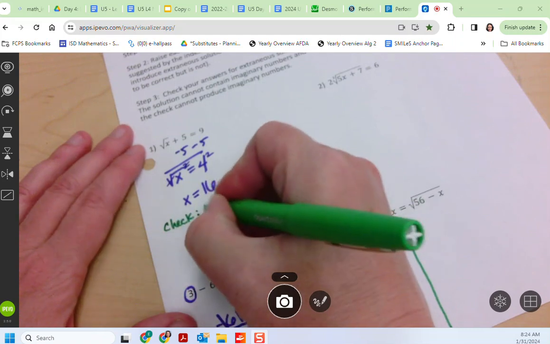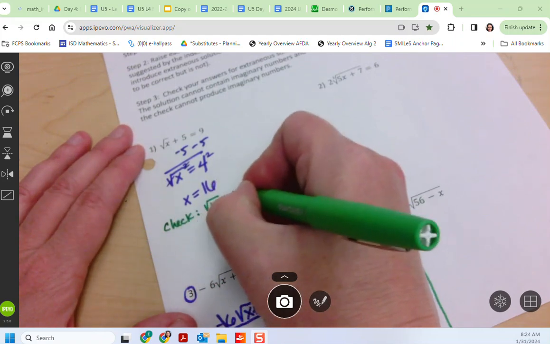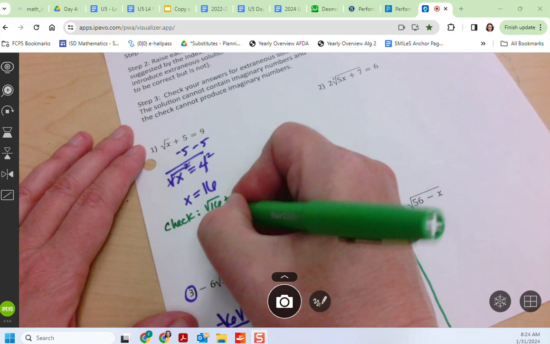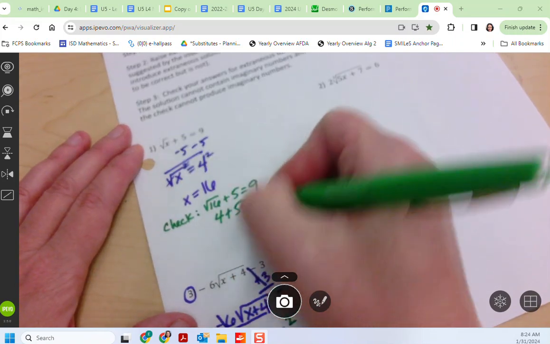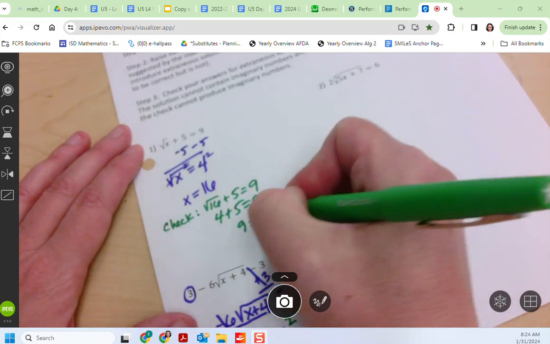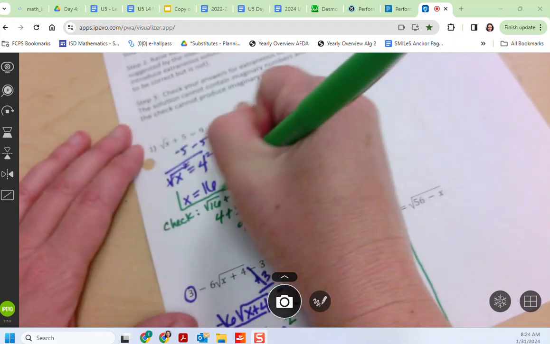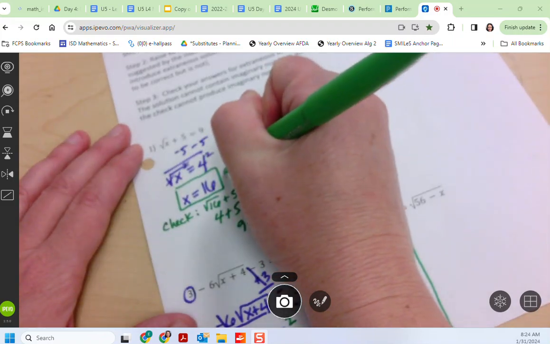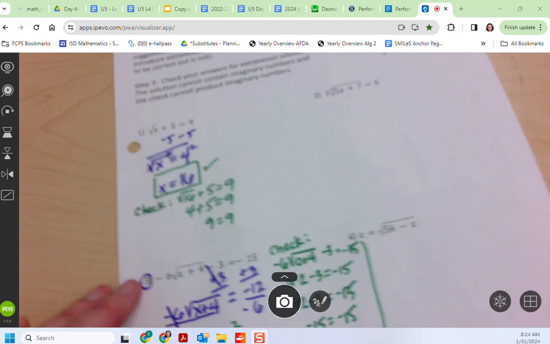Square root of 16 plus 5 equals 9. 4 plus 5 equals 9. It's looking good, right? 9 equals 9. So box up your answer. Because remember, your answer is not 9. Your answer is 16. And give yourself a check.